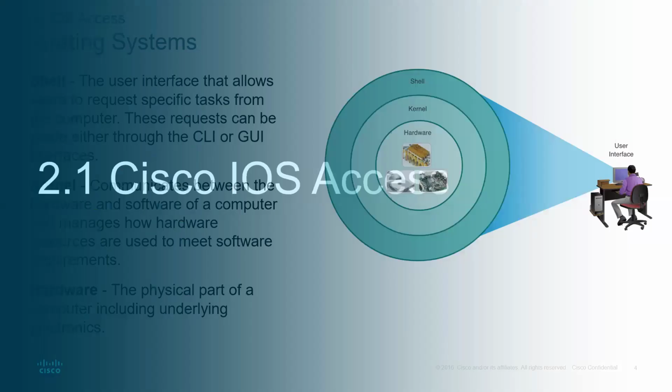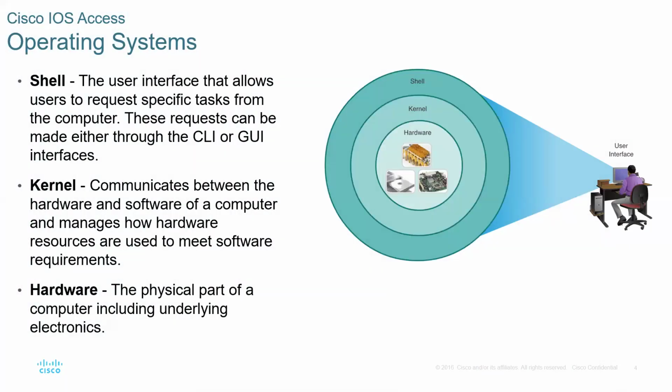Now, the core of what we should be able to learn in today's class is basically how to understand the command structure of how to configure devices, particularly using Cisco IOS. IOS is like the operating system. Now, operating systems generally have a shell and a kernel. The hardware is the physical device you can see and you can touch.